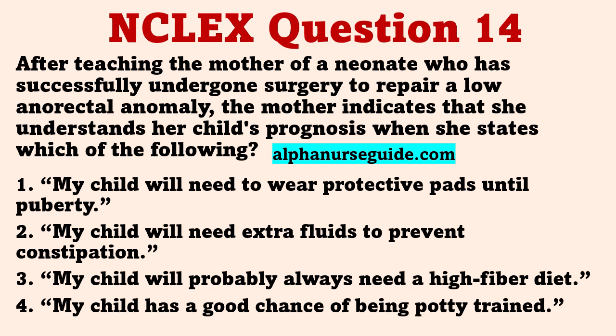The correct answer is 4. Children who undergo surgical correction for low anorectal anomalies as infants usually are continent. Fecal continence can be expected after successful correction of anal membrane atresia. Therefore, this child probably has a good chance of being potty trained and will not need to wear protective pads. Extra fluids and a high-fiber diet are not required to prevent constipation. Children with high anorectal anomalies may or may not achieve continence.